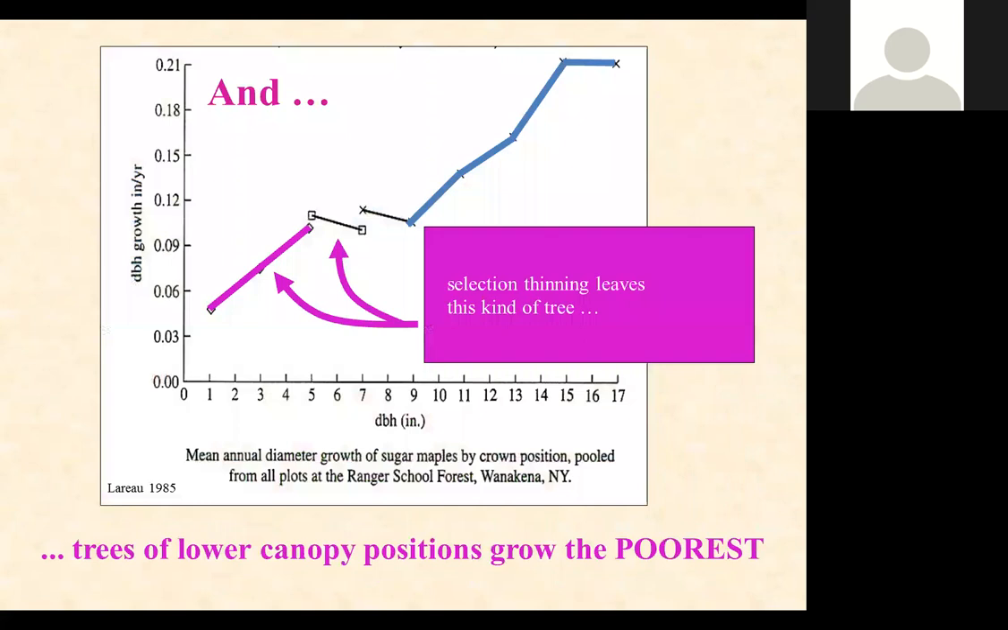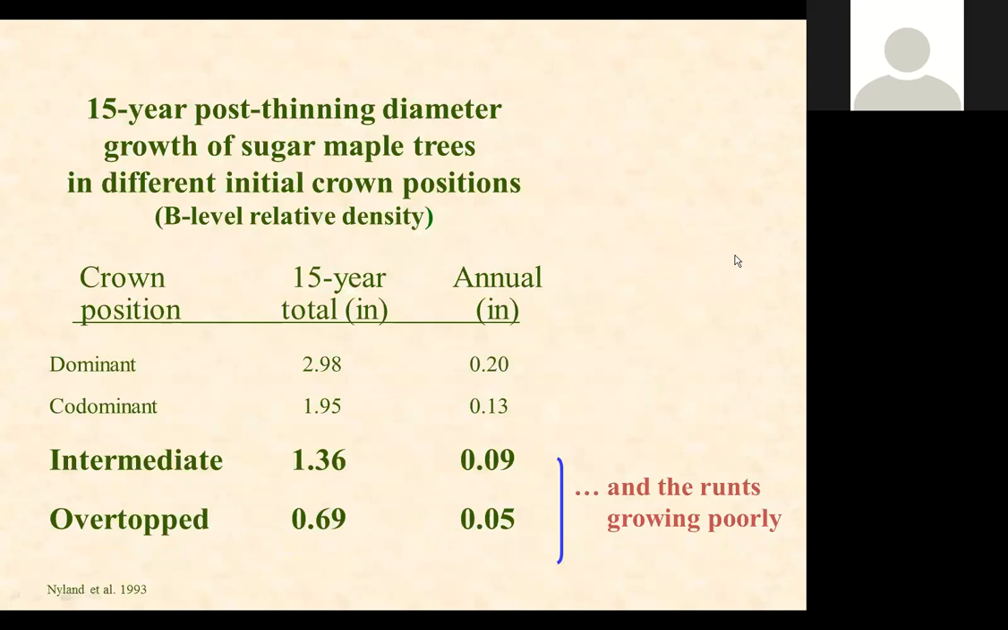Now, remember John LaRue? It's the trees in purple we're leaving behind, and the trees in blue we're taking away. We are sacrificing growth potential. We're sacrificing production potential by diameter limit cutting. So here are the growth values again for 15 years. The intermediates may grow an inch and a third, the overtopped two-thirds of an inch. The runts, once a runt, always a runt. Remember that? We've sacrificed a change of nearly 3 inches and a change of nearly 2 inches by taking out those upper canopy trees of good genetic potential to grow well at the site and have good quality.